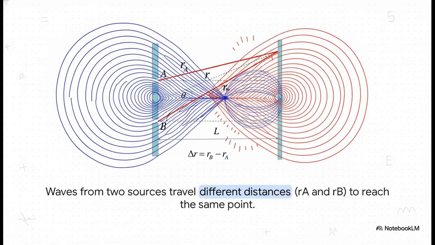Let's look at the textbook example, Young's double-slit experiment. We have light passing through two tiny slits, and those slits then act like two new, perfectly synchronized sources. Now, just pick a random point on that screen over there. The path from slit A to that point, which we'll call RA, is obviously not the same length as the path from slit B, RB. This simple difference in distance is what we call the path difference.